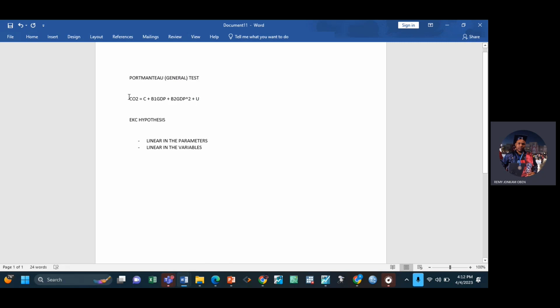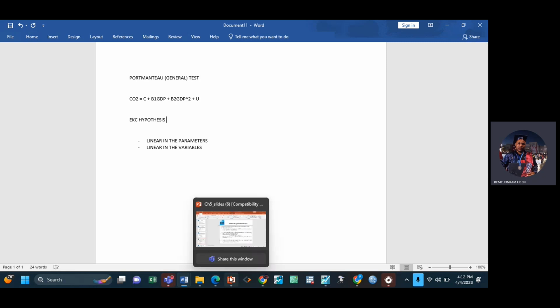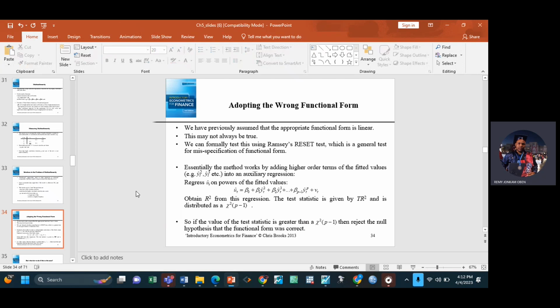So you discover that this model is no longer linear. Why? Because we have power 2 here, right? So theoretically, maybe the theory is telling us that the relationship between carbon dioxide and GDP is non-linear, so we have to use a non-linear model. Maybe you made a mistake with the functional form, so you should check if the functional form is appropriate or not. We use the Ramsey RESET test. We'll do it in EViews on Friday, most probably. Inshallah.